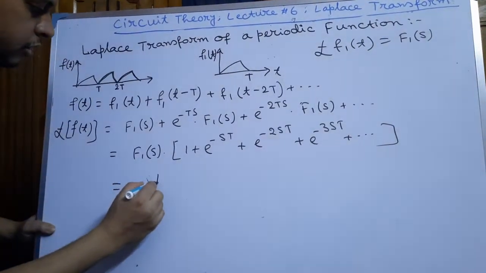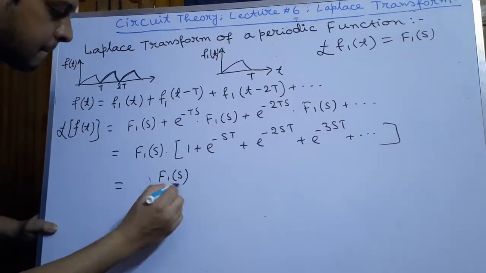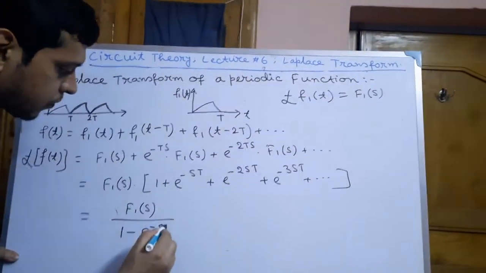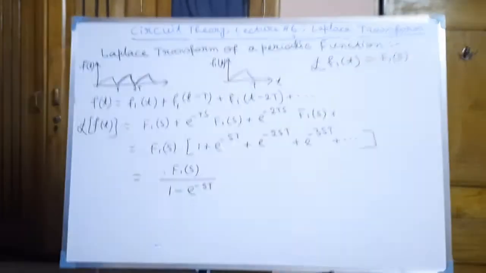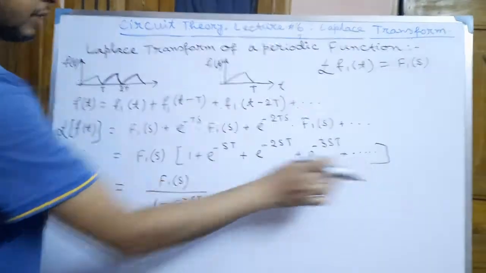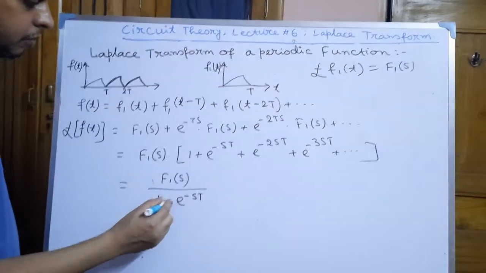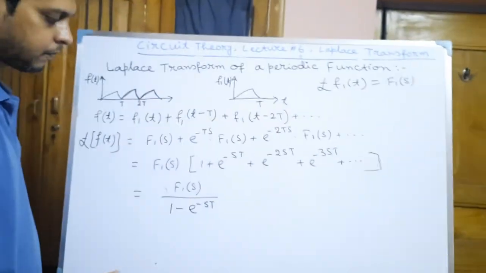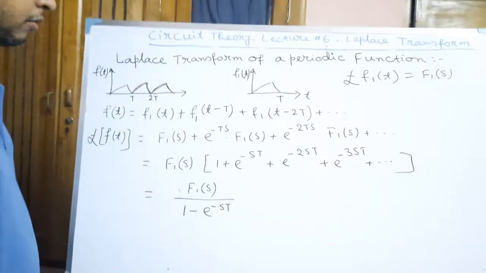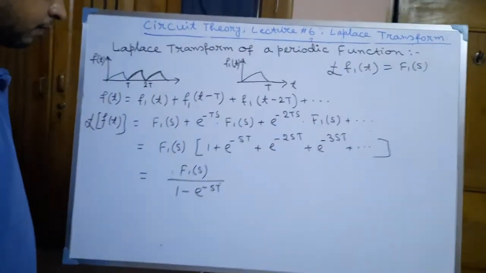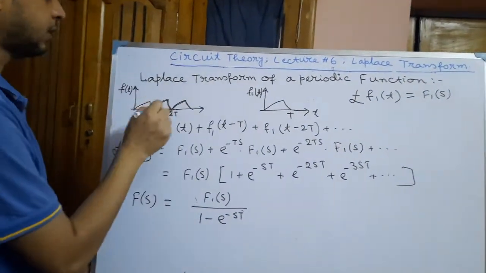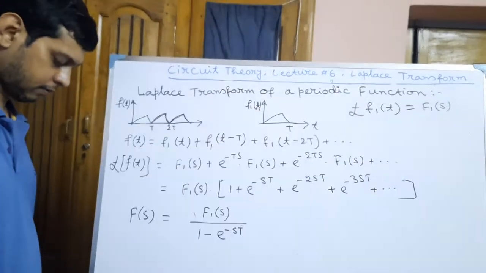Therefore this is equal to this one. Okay, we can write this as F1(s) by 1 minus e to the power minus sT. Okay, where T is the time period. Okay, this is the Laplace transform of this periodic function.